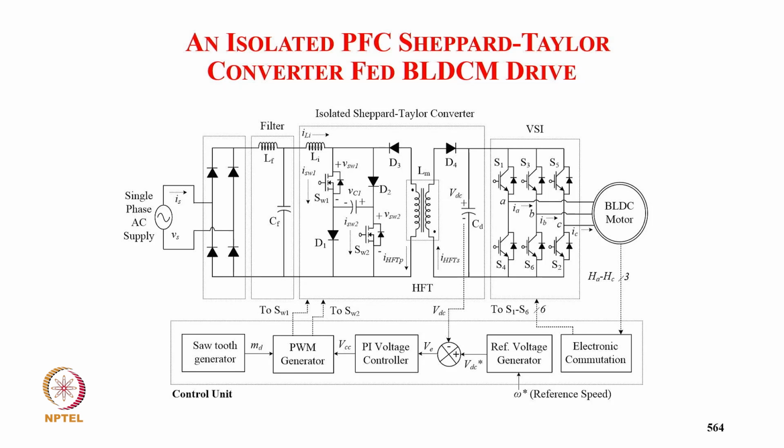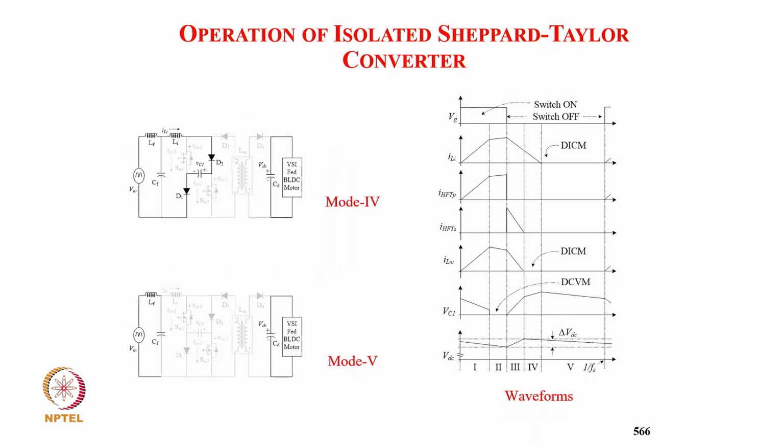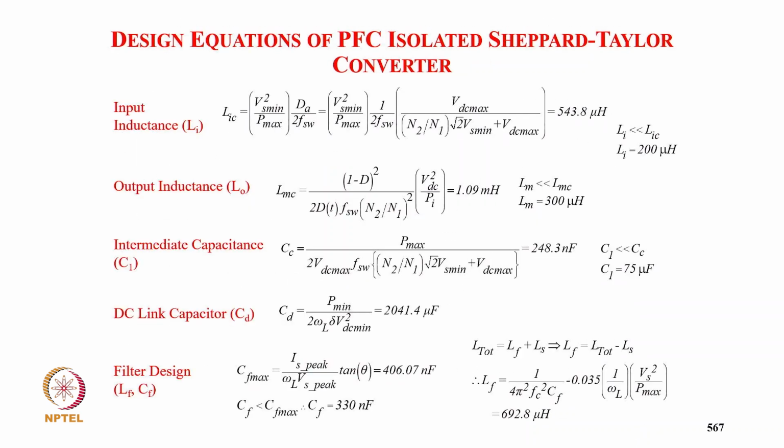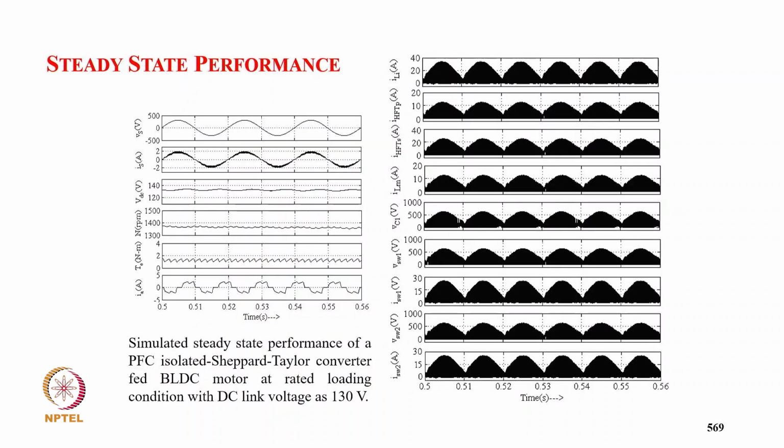isolated converter. So here also we don't sense the supply; we sense only the DC voltage and the Hall signal. These are designed for device conducting and diode conducting modes, and here we design the magnetizing current in the magnetizing inductance in discontinuous mode, and the remaining modes are also designed. So here also we get an input inductor of 543.8 microhenry and select 200 microhenry, and the output inductance we get as 1 millihenry and select 300 microhenry. These are the calculated and selected values.